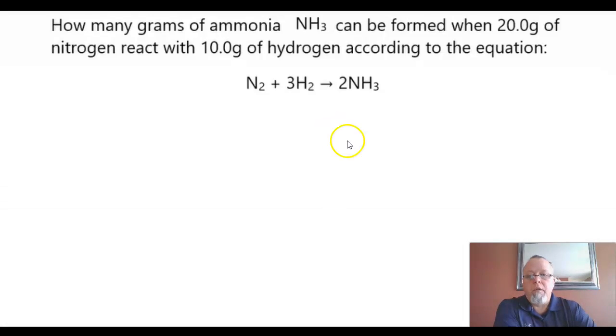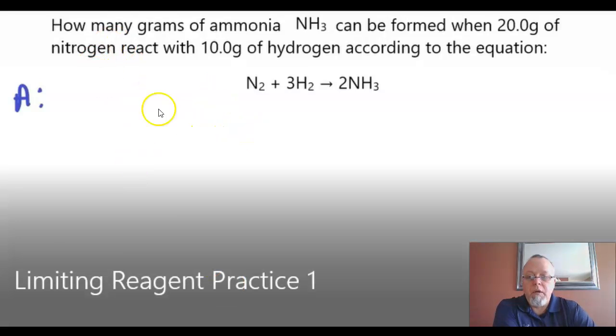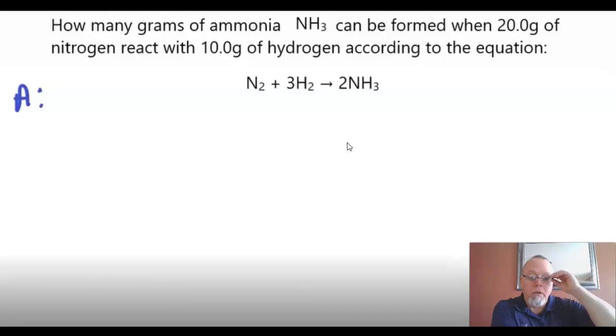So one of the first things you need to do when solving or attacking these problems is find out what it is asking you. So how many grams of ammonia, NH3, can be formed when 20.0 grams of nitrogen react with 10.0 grams of hydrogen according to the equation N2 plus 3H2 yields 2NH3.